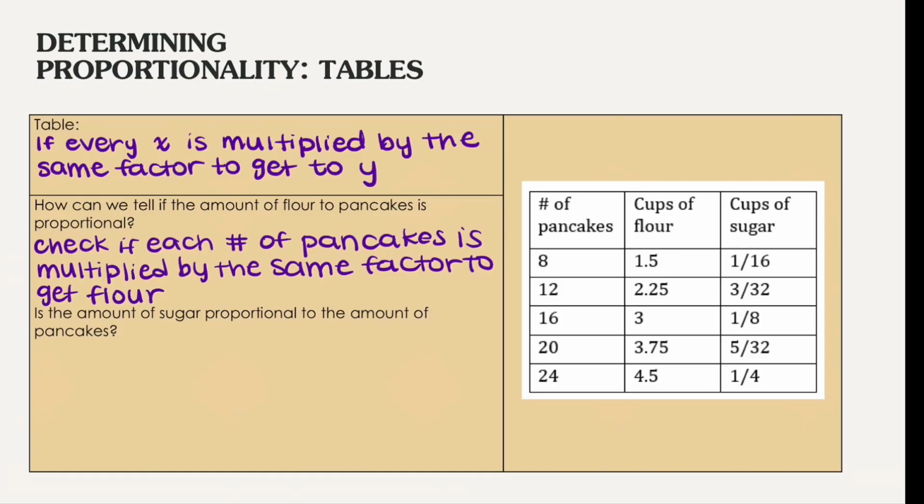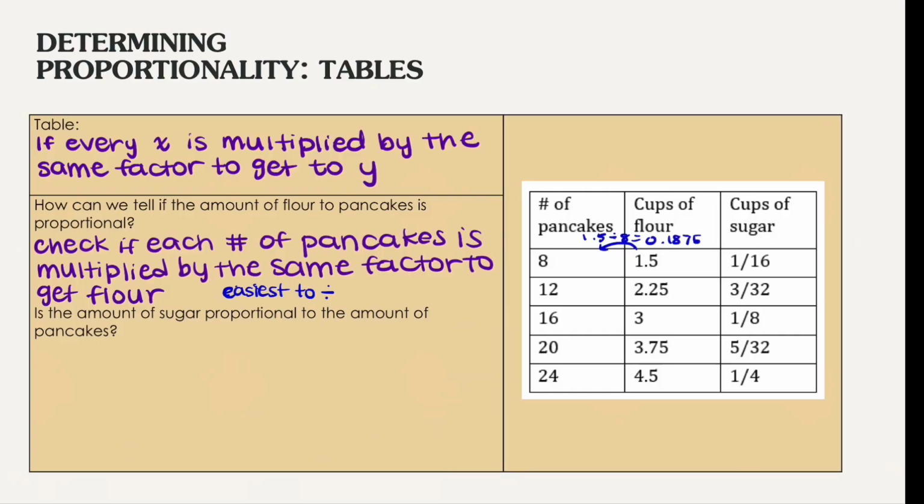The easiest way to do that is actually not to guess and check, it's to divide. If you divide the flour by the pancakes, it's because multiplication and division are related to each other. So if I divide the cups of flour by the number of pancakes, for example 1.5 divided by 8, let me write that down, I will get a number. In this case, it's 0.1875.